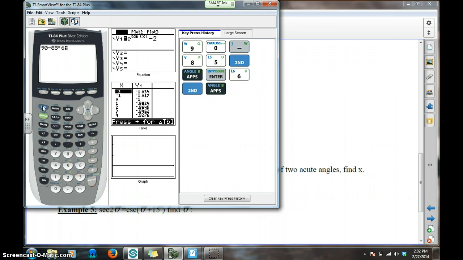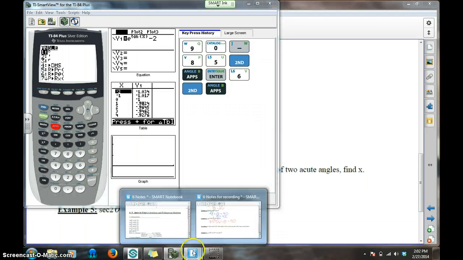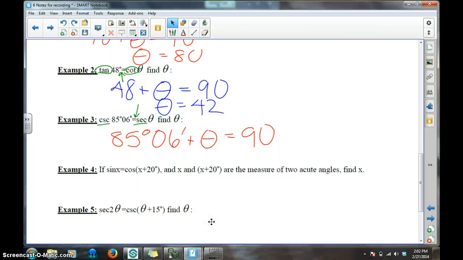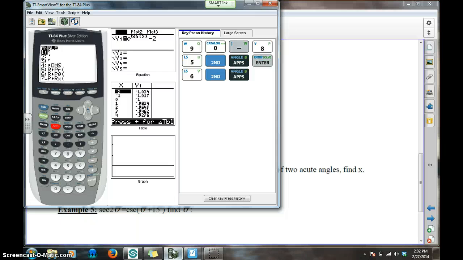6, second apps, was it 4? Oh, sorry. No, you're right. 2. I'm looking for that. All right, so now I've got the equation all written out there. The problem is when I get that answer, it doesn't look like what they gave me.